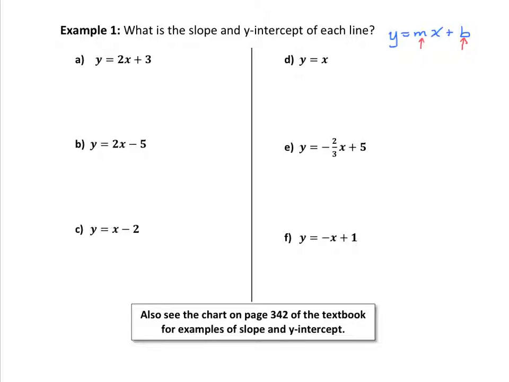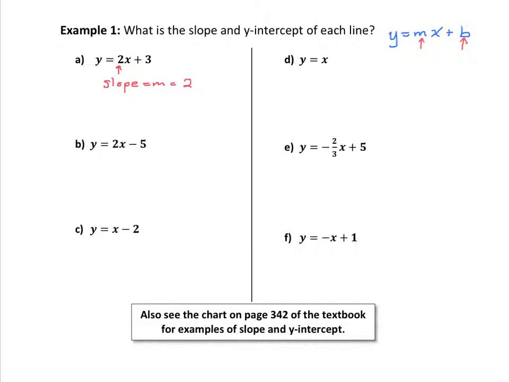Let's look at the examples then to see if we can identify the slope and the y-intercept. In the first example, A, the number written in front of the x is 2. That would be the slope of our equation, or the m value would be equal to 2.